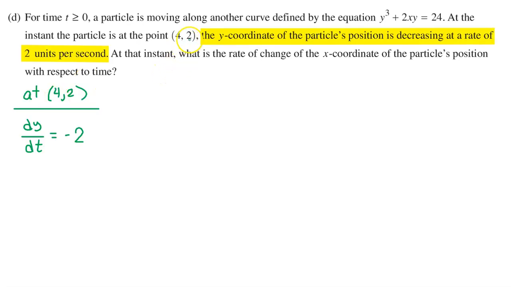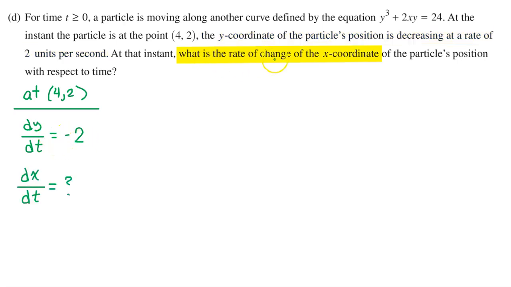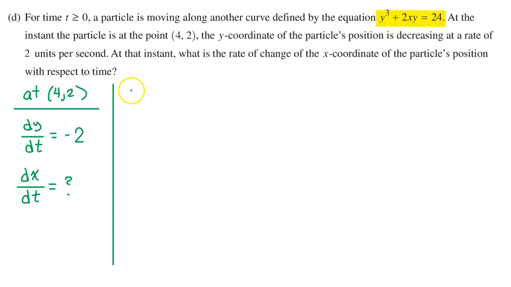At the point (4, 2), the y-coordinate is decreasing at a rate of 2 units per second. That means dy/dt is equal to -2. We need to find the rate of change of the x-coordinate. In other words, we need to find dx/dt. To make dy/dt and dx/dt show up, we need to differentiate both sides of this equation with respect to time. So, starting with y cubed, this is going to be 3y squared, and then times dy/dt. Don't forget the chain rule.